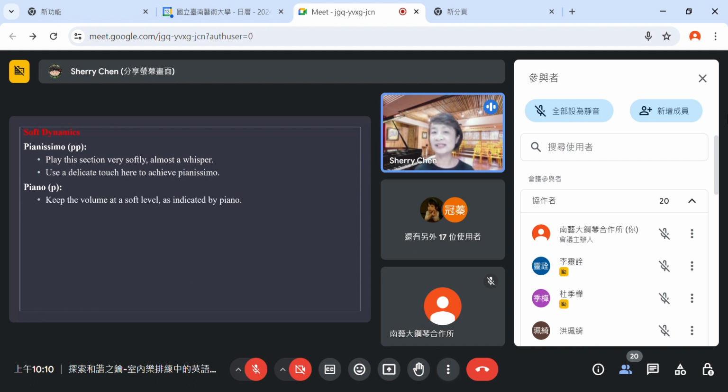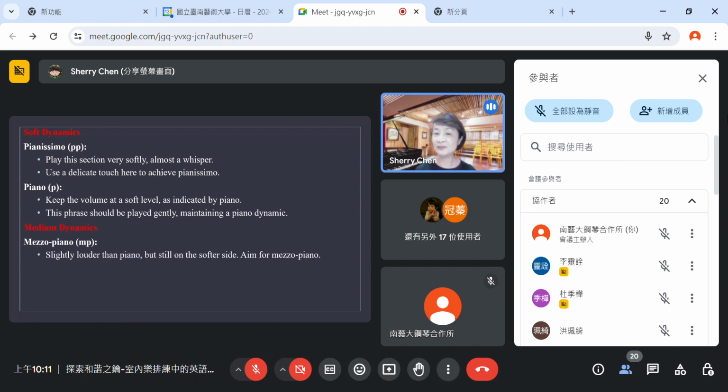Piano, keep the volume at a soft level as indicated by piano. Okay. This phrase should be played gently, maintaining a piano dynamic. 就是 play gentle，要稍微温柔一点点。Medium dynamics, mezzo piano. Slightly louder than piano, but still on the softer side. Aim for a mezzo piano. 就是你在跟你的 partner 讲话的时候，你要怎么去 describe mezzo piano? Okay, so it's louder than piano, but still on the softer side. Okay. 就是也还不是到 forte 的这个程度。Play this passage with a gentle but clear sound, mezzo piano.